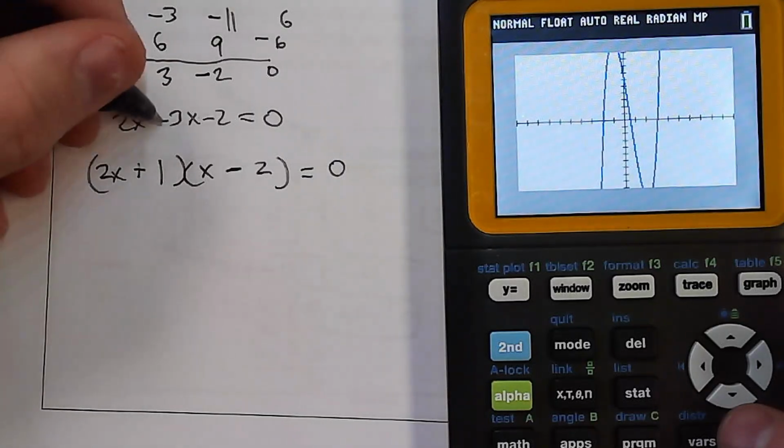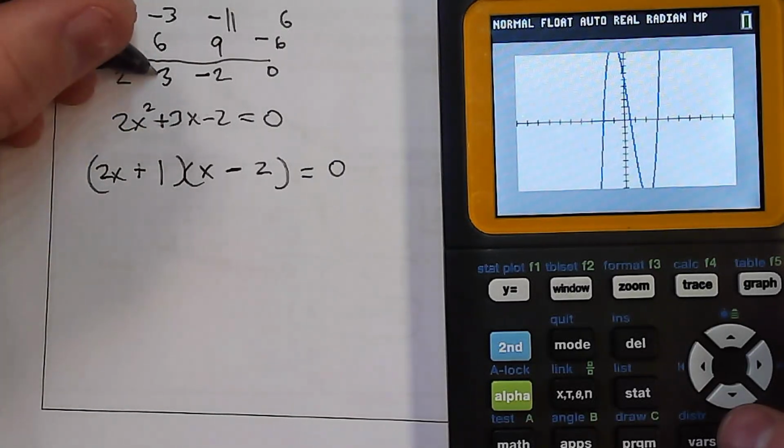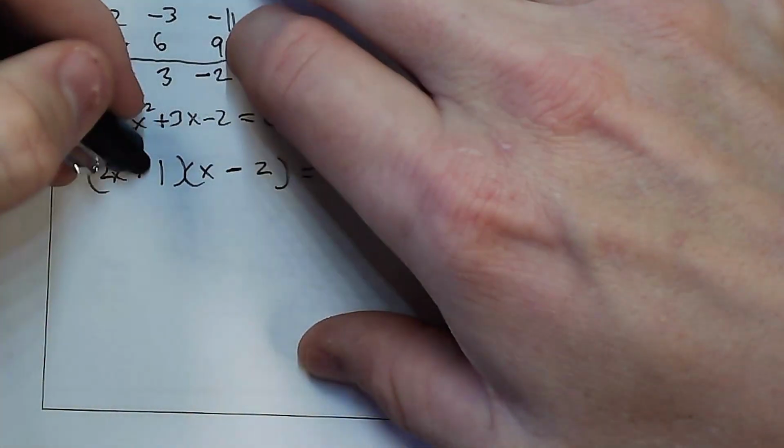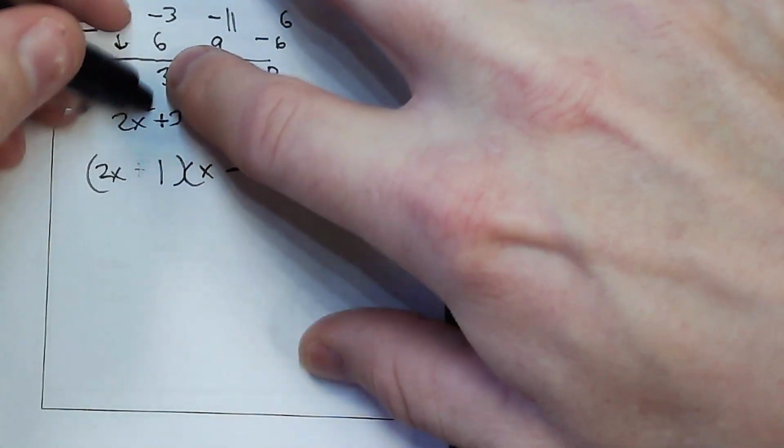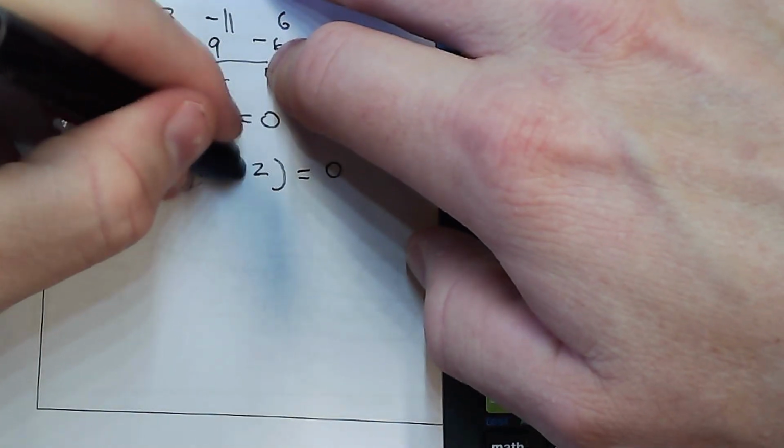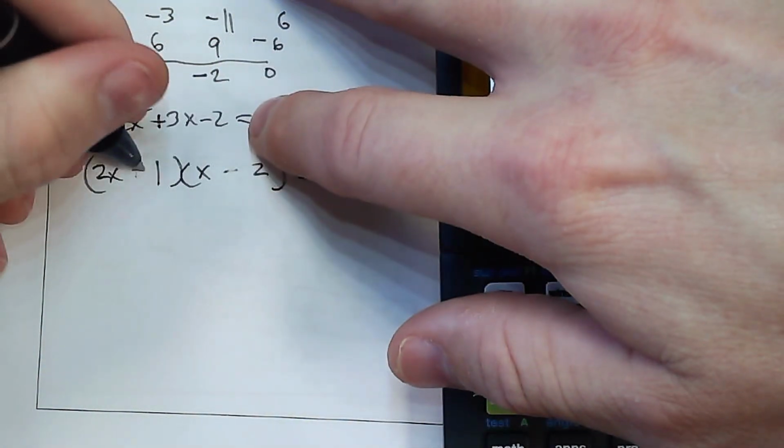Wait a minute. I wrote this down wrong. That's plus 3. I'm sorry, Caitlin. That's plus 3 there. Why am I putting minus 3? Well, this answer is wrong too.